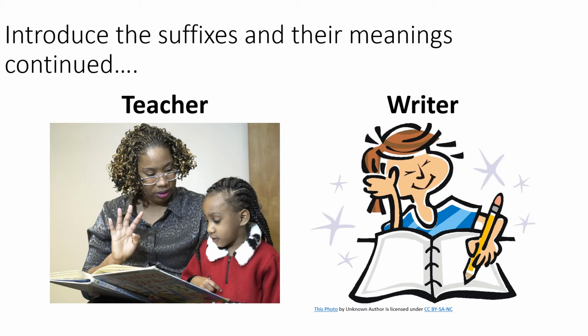The suffix er or or can also mean a person who does something, such as this first picture of a teacher. A teacher is a person who teaches, and then we have a picture of a writer. And a writer is a person who writes. Context clues in sentences will help you decide whether the suffix means more than or a person who does something.